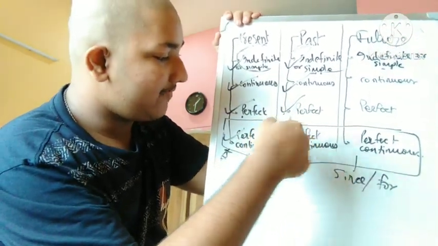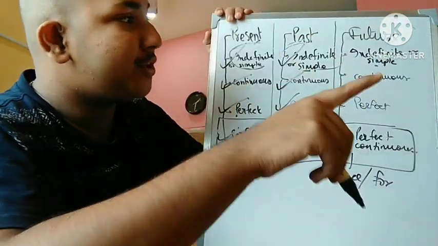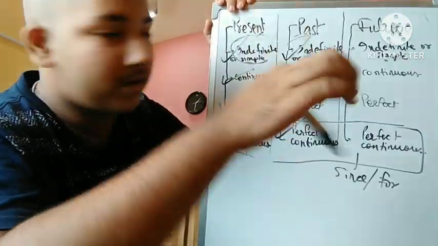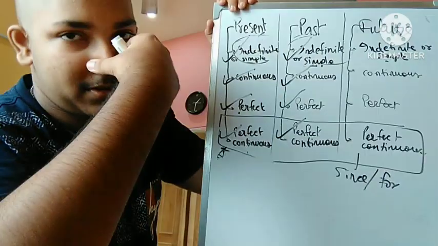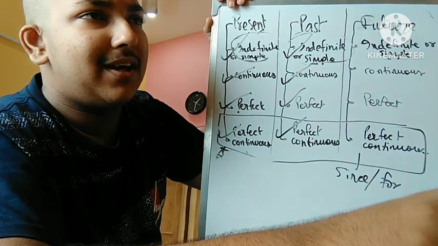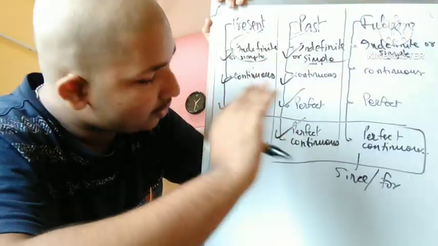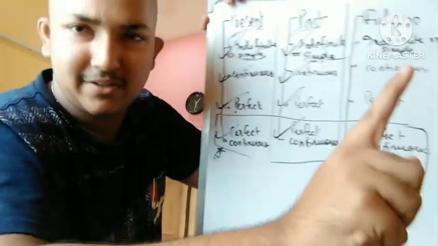Okay, our perfect continuous is done. Next, come to future indefinite, or we can say simple future tense or future indefinite tense. It means I will do something in future, but I don't know the starting point, I don't know the ending point, but I do something in future.